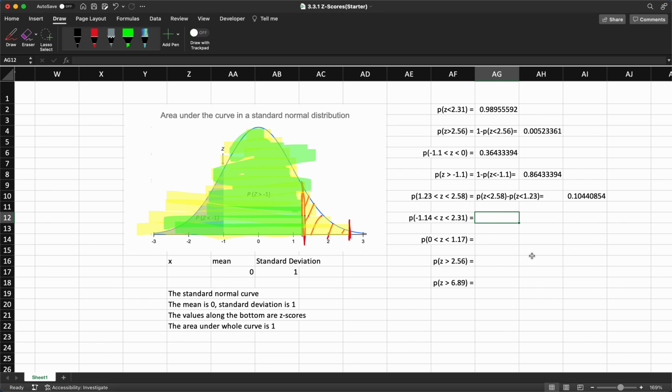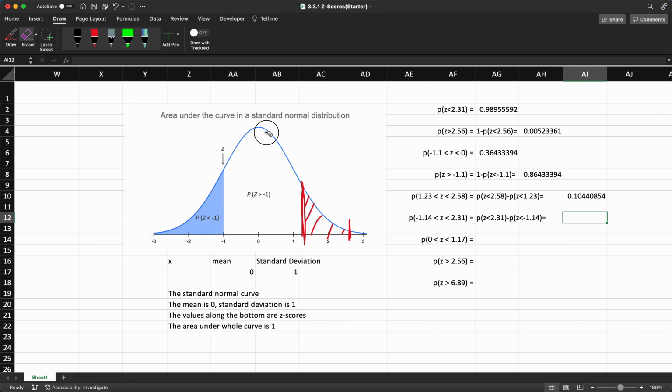All right, let's do another one just like that. So this is going to be negative 1.14 all the way to 2.31. And it's the same idea. We're going to take the probability that z is less than 2.31, and we're going to subtract the probability that z is less than negative 1.14. So I don't need to draw this again. It's the same idea. We take the bigger area and then we subtract out the smaller area from it.